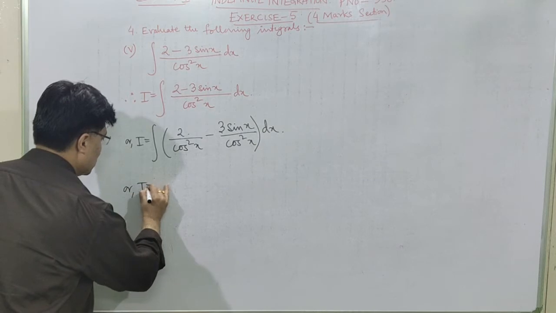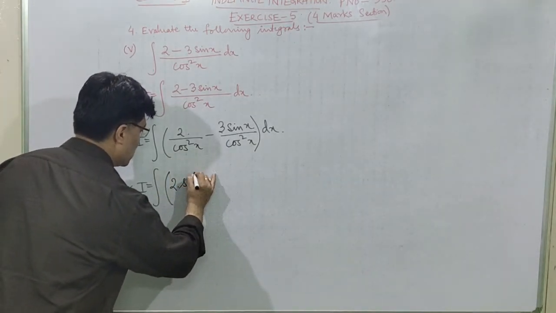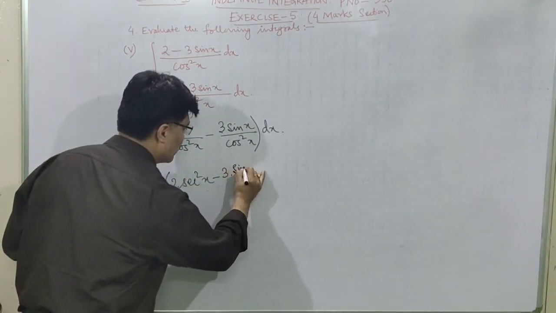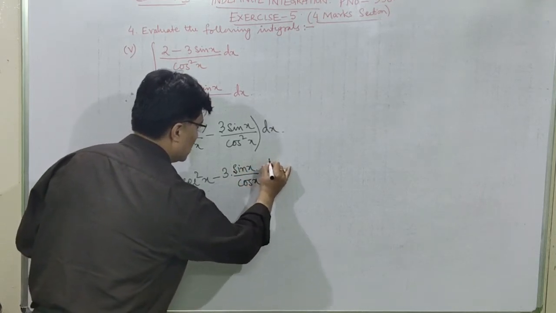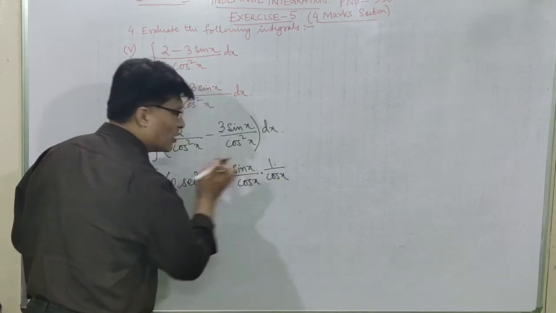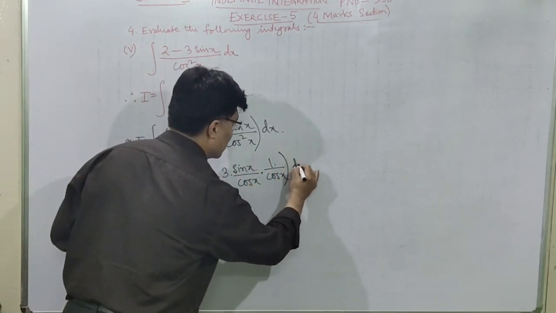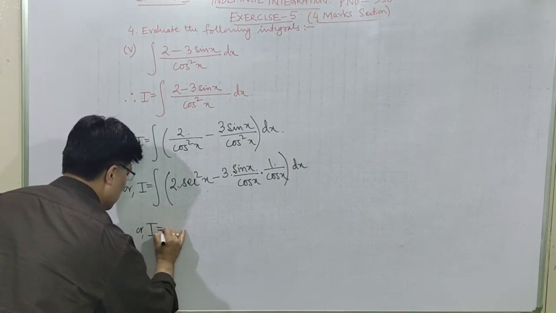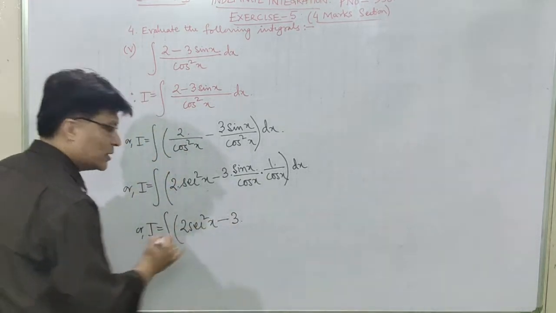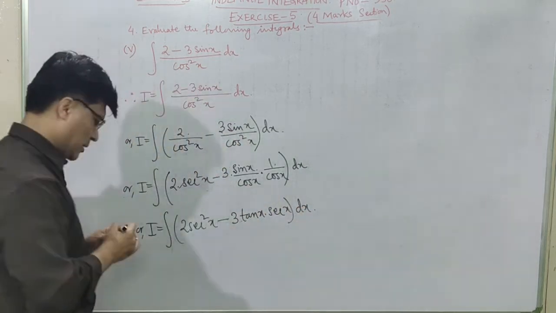Okay, or I is equal to, let us simplify it, integral of within bracket, 2 into 1 by cos square x, this is your sec square x, minus 3 into, you can separate the term again here also, that is sin x by cos x into 1 upon cos x. You can write cos square x as cos x into cos x. One of the cos x is written below sin x, and 1 by cos x. So bracket close, then dx, or I is equal to integration of within bracket 2 sec square x minus 3 into sin x by cos x, that is your tan x, and 1 by cos x, that is your sec x, bracket close, then you can write dx here.